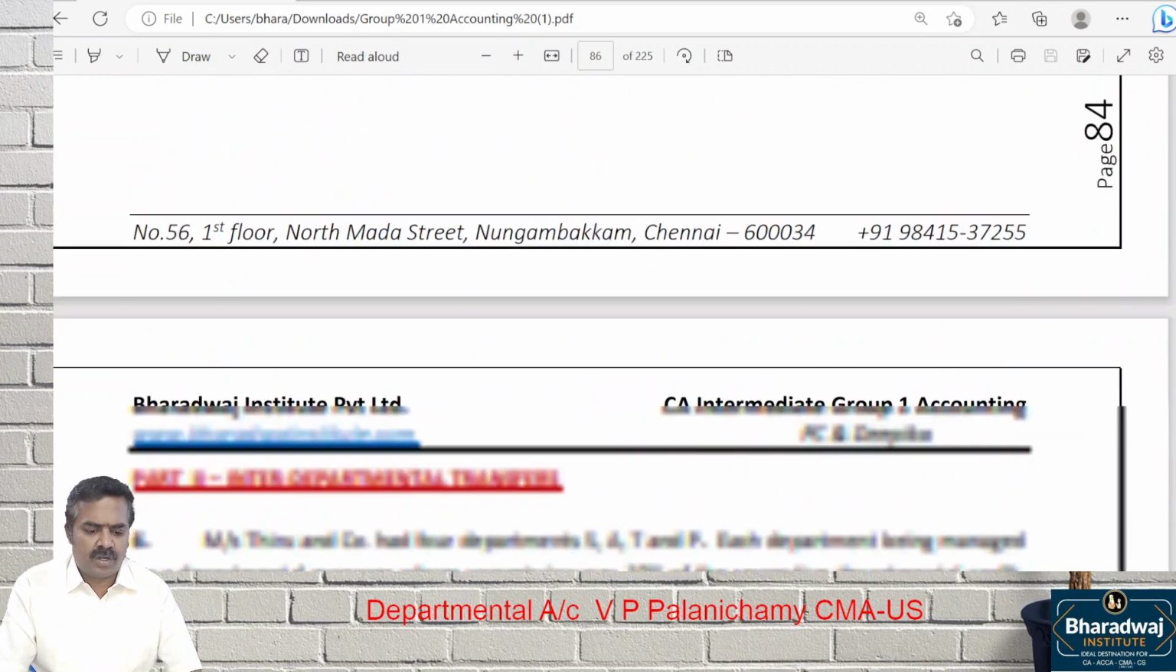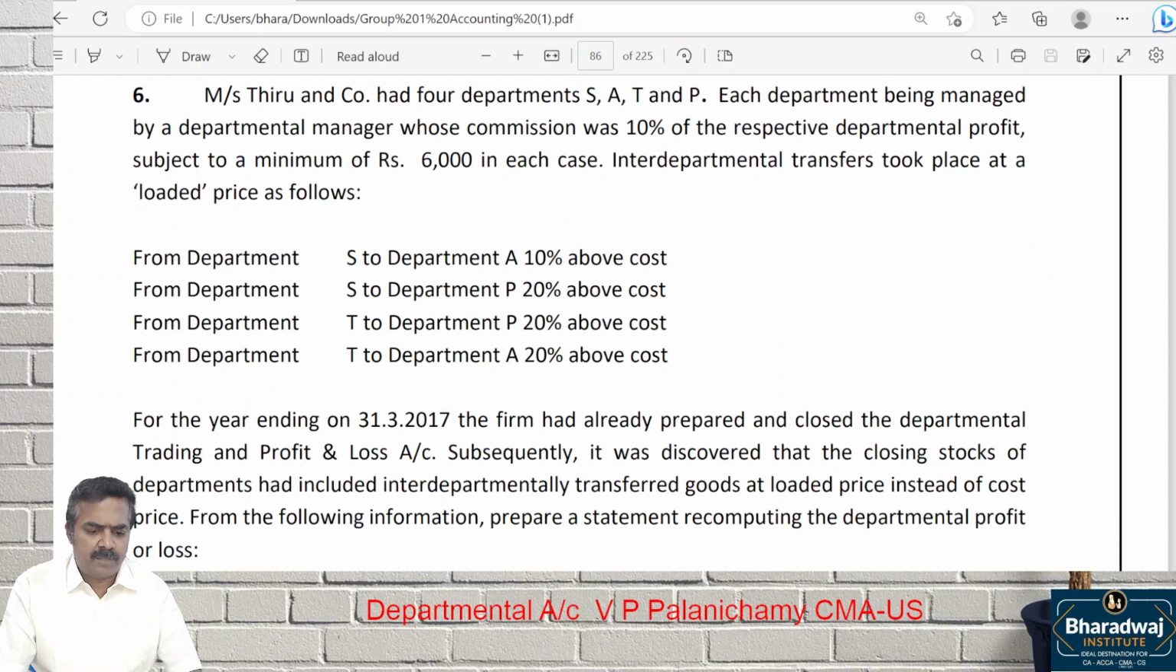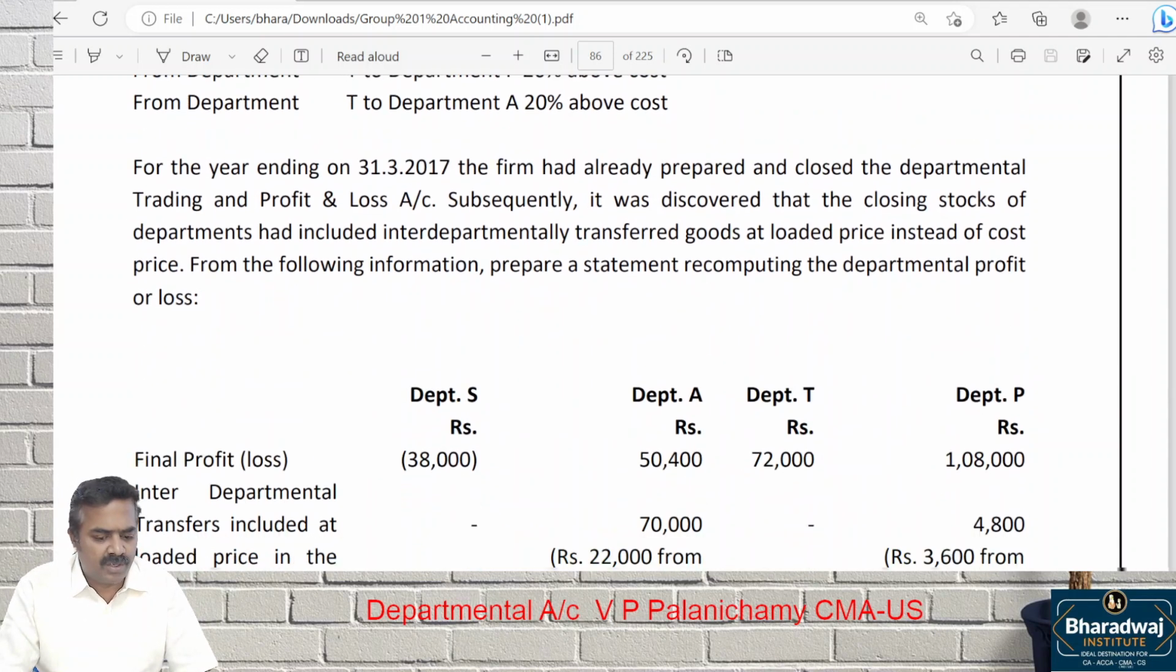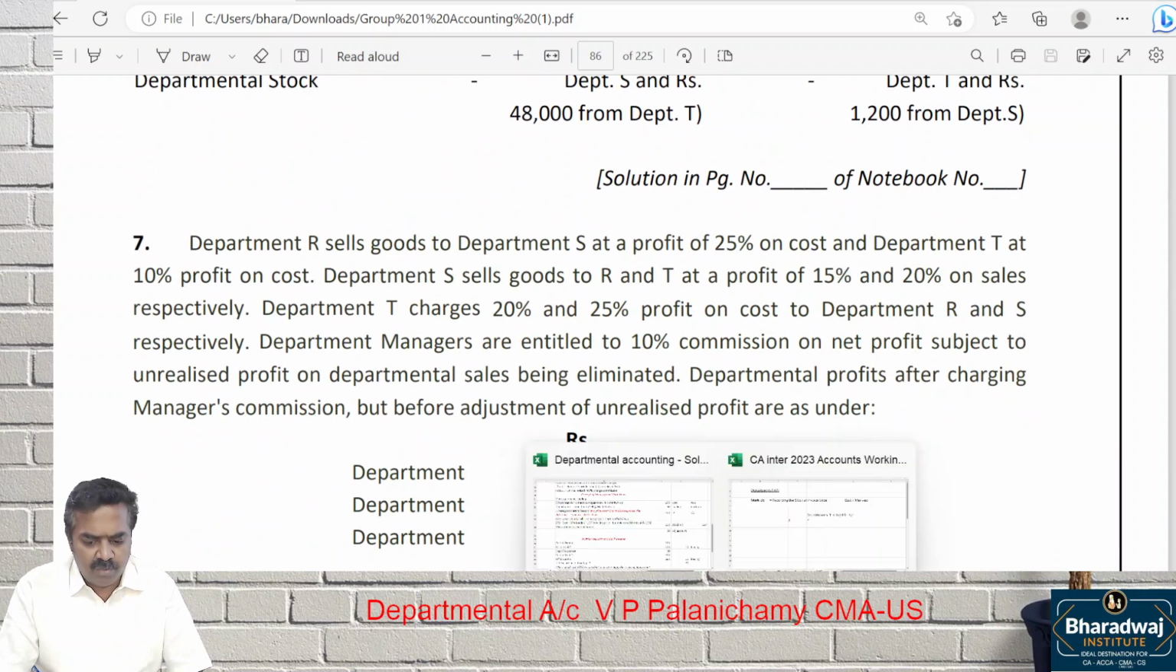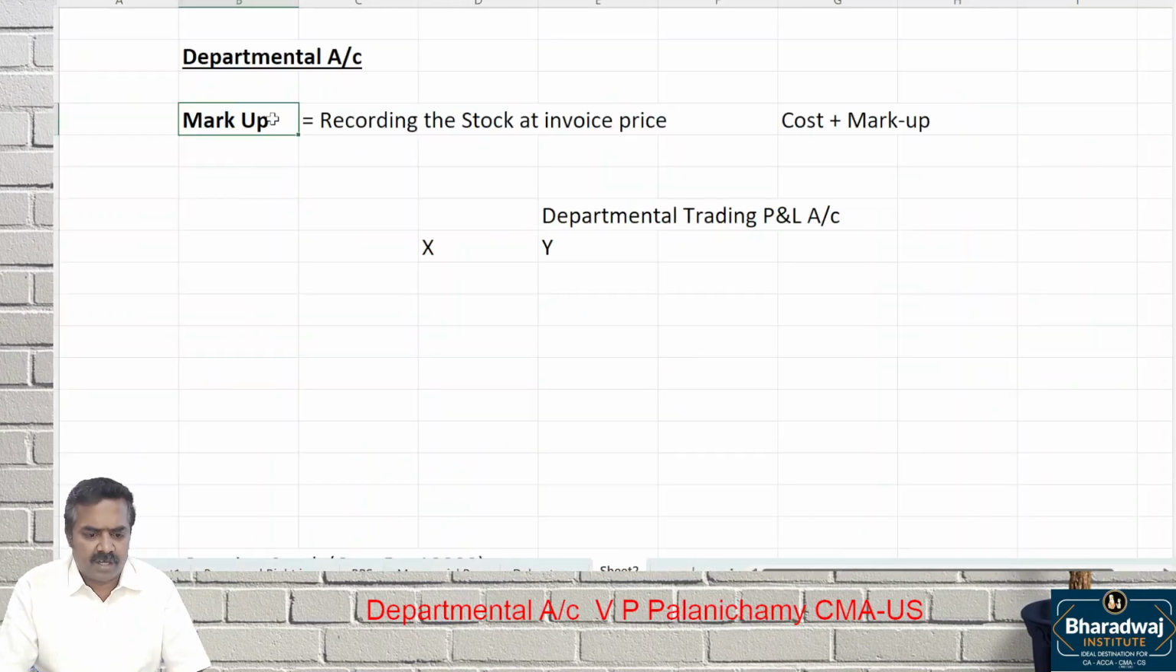We have also done a rectification question. Where departmental stocks are included at profit, we eliminate the profit and work out the correct commission. We take the profit, add back the wrong commission, eliminate the loading or stock reserve, and then we work out the correct commission. We have also done that particular model. Now we'll move on to the concept of markup and markdown.